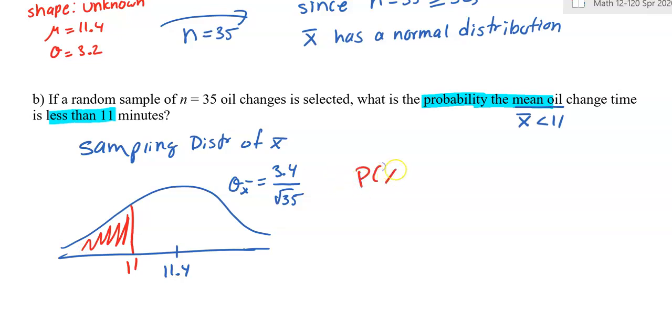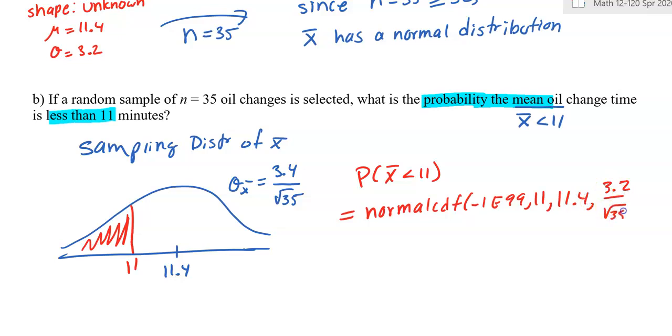So in this case, the probability that X bar is less than 11, again, we're finding area under the normal curve, so it's normal CDF, negative 1 E99, 11, 11.4 for the mean, and a standard deviation of 3.2 divided by the square root of 35. Punch this into the calculator, and you're going to get 0.2298. So we're still able to use the normal CDF because the distribution for X bar is still normal. And this will be our final answer. And I'm going to go ahead and stop right here.